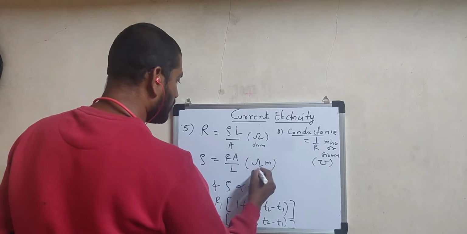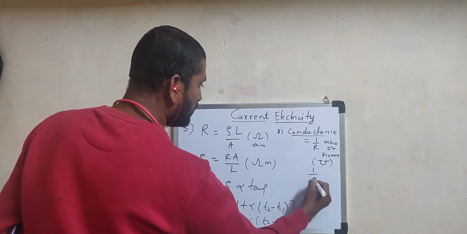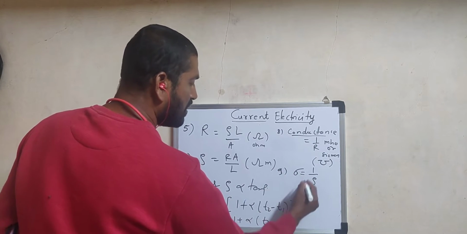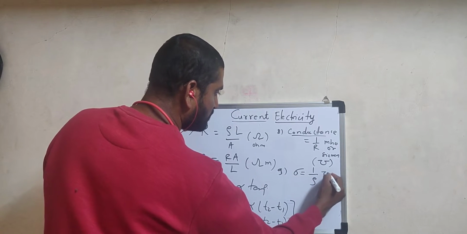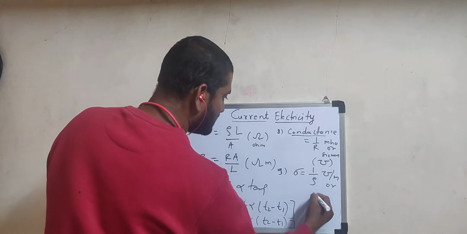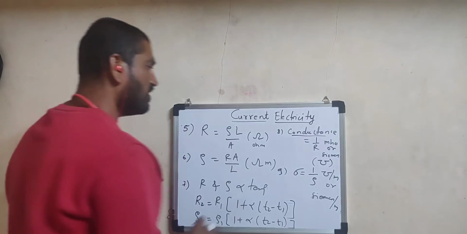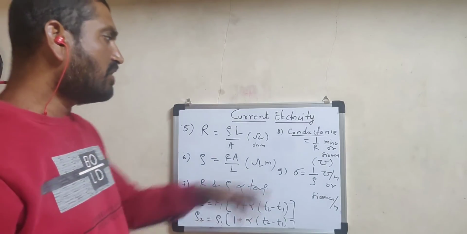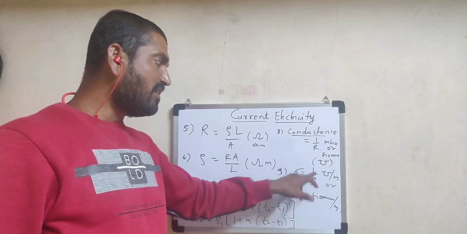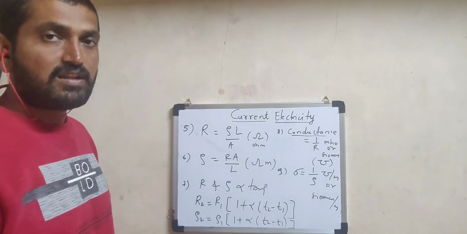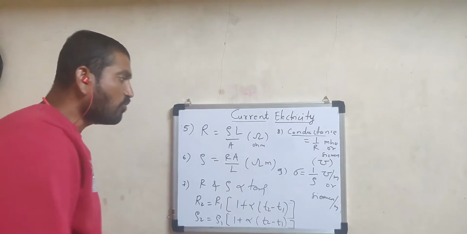Like that, the reciprocal of resistivity, that is 1 by rho, is nothing but conductivity. Next formula, number 9, conductivity. SI unit is mho per meter, or Siemen per meter. Very, very important while solving problems. Conductance is the reciprocal of resistance. In a similar manner, the reciprocal of resistivity is conductivity. Is it clear?